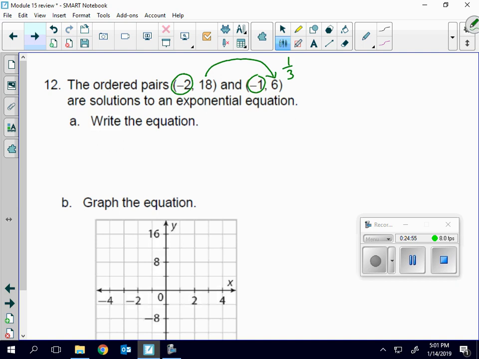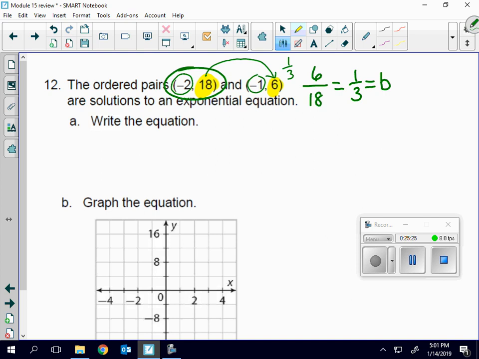If you can't figure that out, you always take the second one and divide it by the first one. So 6 divided by 18, just reduce it, is 1/3. That's how I got my 1/3. So that's my ratio, or my b in an exponential equation. And I can find the a using one of these 2 points. It doesn't matter which one you use. Let's go ahead and use the first one.